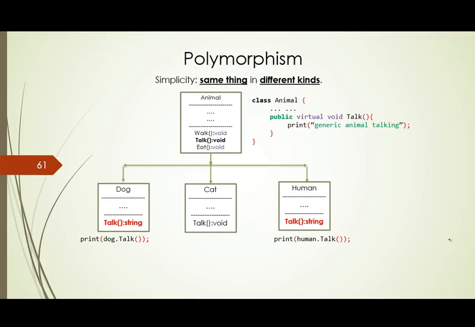Let's say I want to implement another one, but I didn't override the talk method. It's a void method and it already has a print, so we don't have to put it in a print. We just say get.talk. When we call that method, it will print out the generic animal talking. That's it.